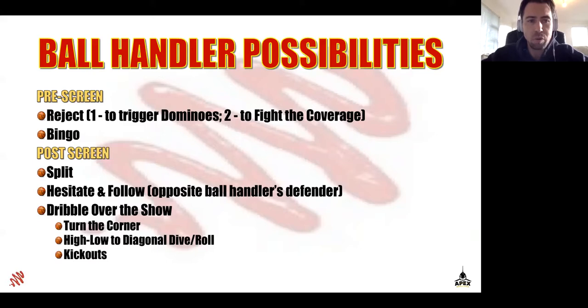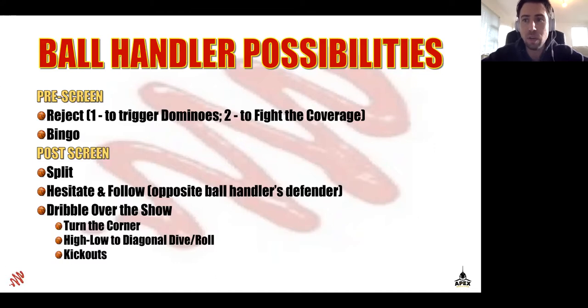All right, so prior to the screen, so they've got the ball, the screen's coming, the space prior to the screen, they have the option to reject the screen. Now there's two reasons they might reject the screen. One is to trigger dominoes. So they're thinking score or to put the defense in rotation. But the other one is to fight the coverage. This is their setup so that they get separation from their defender.